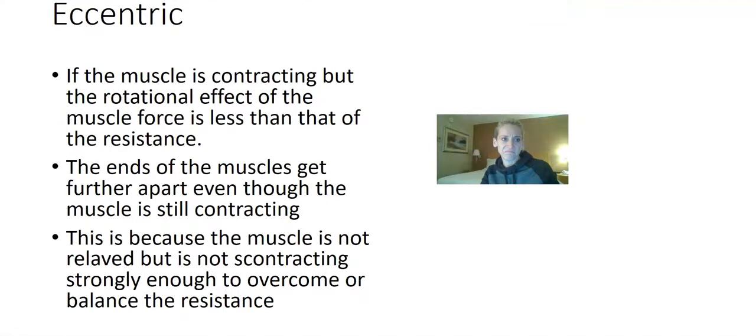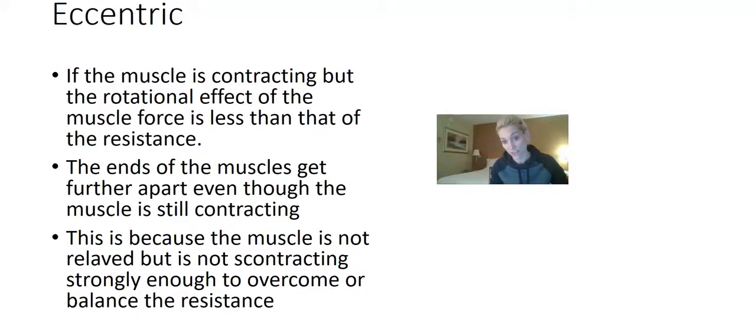Go for it. Eccentric. So if the muscle is contracting, but the rotational effect of the muscle is less than that of the resistance, then you've got eccentric. What do I mean by that? So basically, an eccentric motion is when you are allowing something to fall due to gravity, right? So if you're doing a curl, right, on the way down, that's your eccentric motion. So the load is going with the force of gravity.